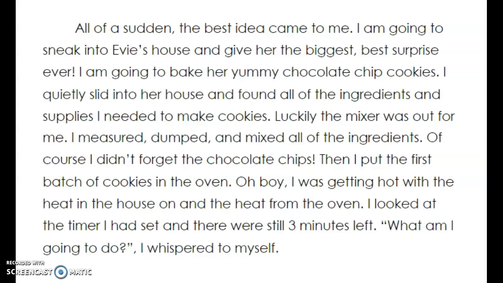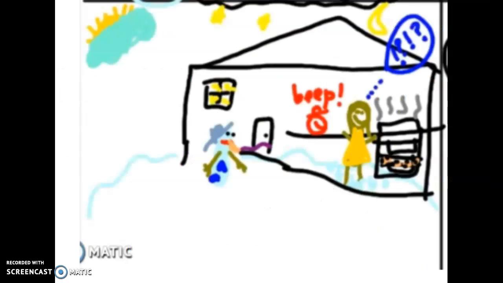I quietly slid into her house and found all of the ingredients and supplies I need to make cookies. Luckily, the mixer was out for me. I measured, dumped, and mixed all of the ingredients. Of course, I didn't forget the chocolate chips. Then I put the first batch of cookies in the oven. Oh boy, I was getting hot with the heat in the house on and the heat from the oven. I looked at the timer I had set, and there were still 3 minutes left. What am I going to do? I whispered to myself. So now I'm going to write my fourth paragraph to match this picture here.